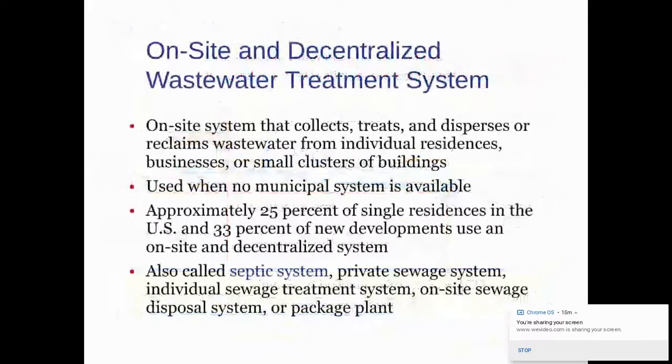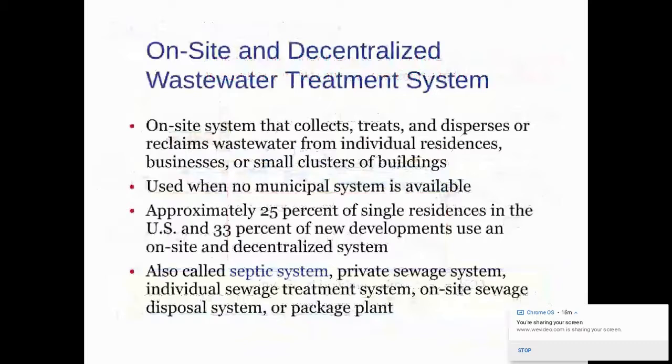So that's the system that, for most people in the main township, will have a sewer that attaches to the county or township. If you live in a more rural area, you might have an on-site and decentralized wastewater treatment system, like a septic system. It collects, treats, and disperses or reclaims wastewater from individual residents, businesses, or small clusters of buildings, used when there's no municipal system available.